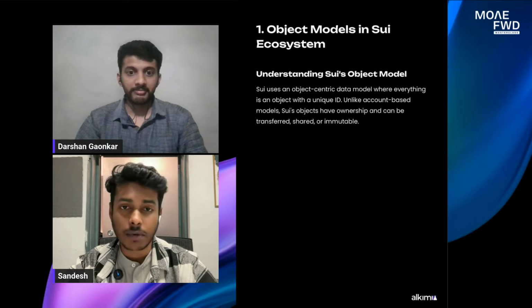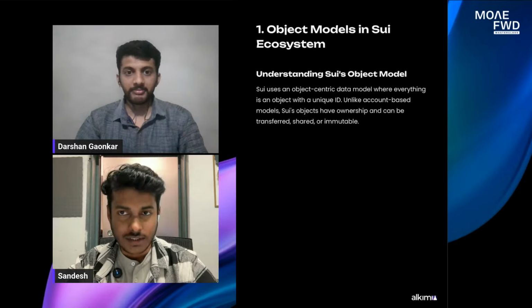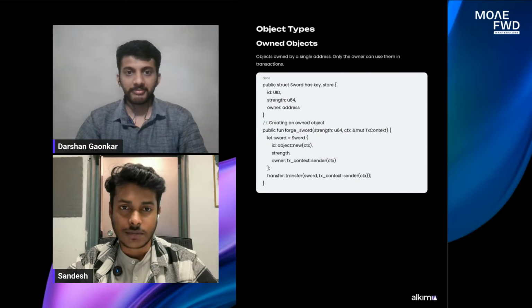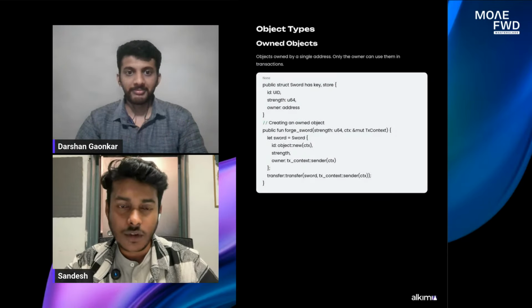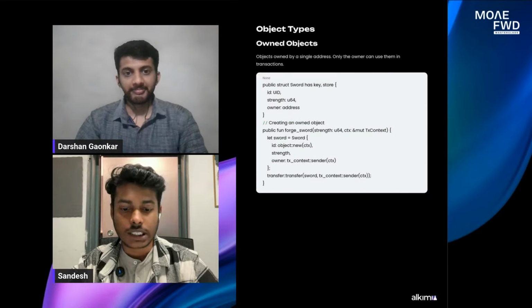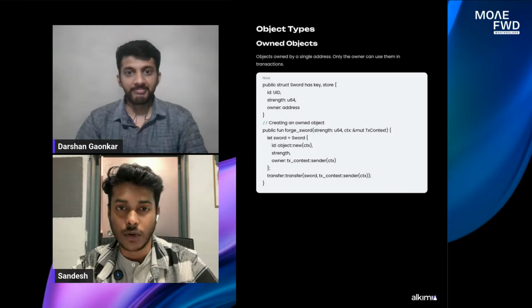There are multiple types. There are mainly three types of object models in SUI that we will cover here. The first one is owned objects, then we have shared objects and immutable objects. We will go through what each of these are and the importance of each. The first one is owned objects. Owned objects belong to a single address. They are particularly tied to one account, one owner.